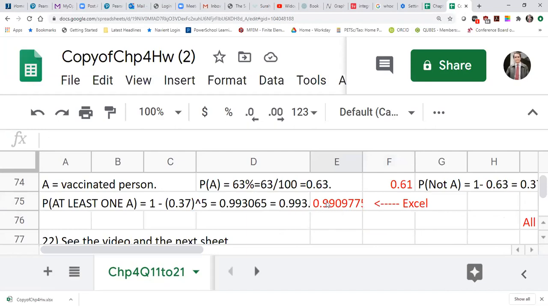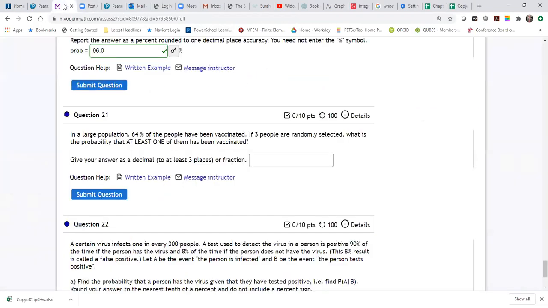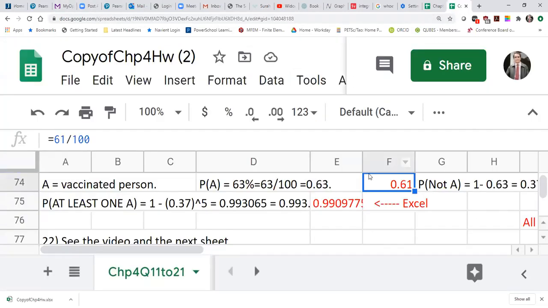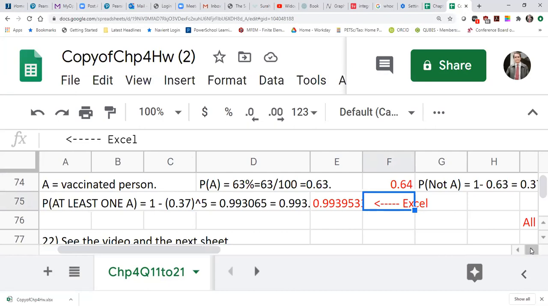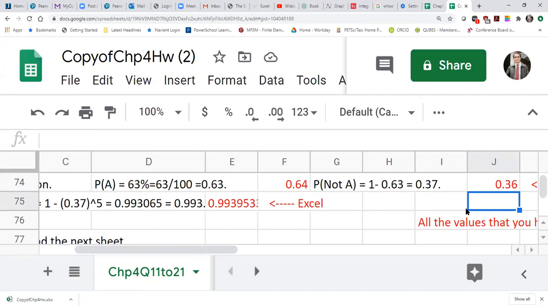So the one that you need to change is this one here. What is the probability you have? 64, right? So you need to change this one to 64%. That means 64 over 100, okay? And you got not A, maybe the one on the right side over there. And your answer will be this one.